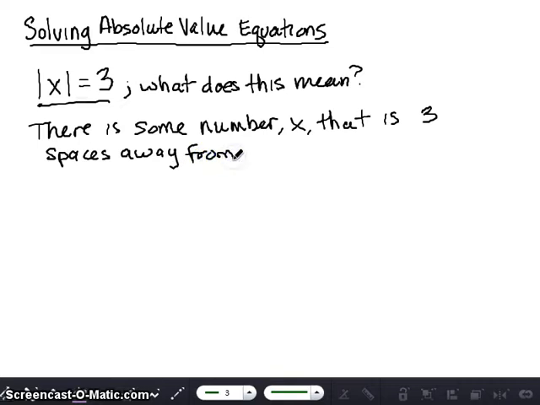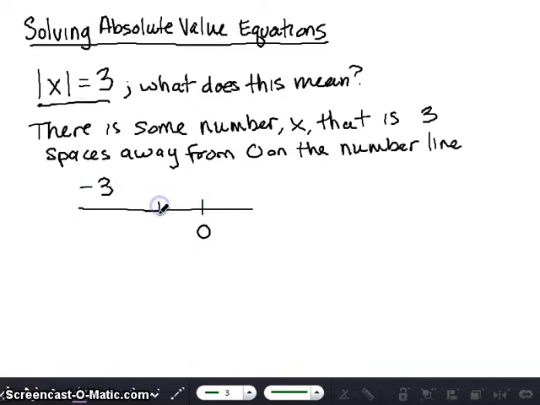So if I were to say to you guys, I'm thinking of a number that is 3 spaces away from 0 on the number line, there would be two different answers, right? We can think that -3 is 3 spots away from 0 on the number line. If 0 is here, we'd have -1, -2, -3, or we can go +1, +2, +3, and both of those numbers are going to be 3 spots away from 0 on the number line.